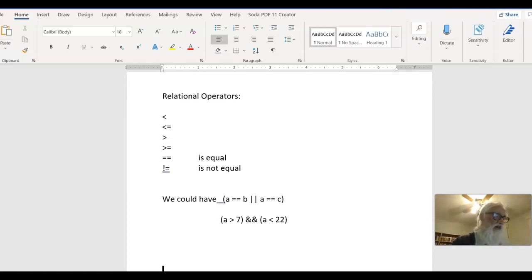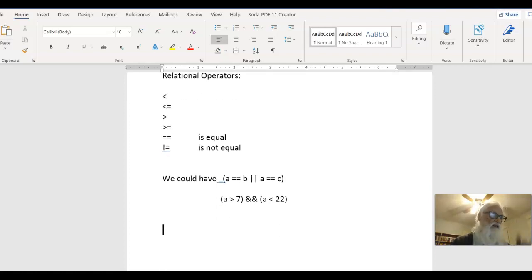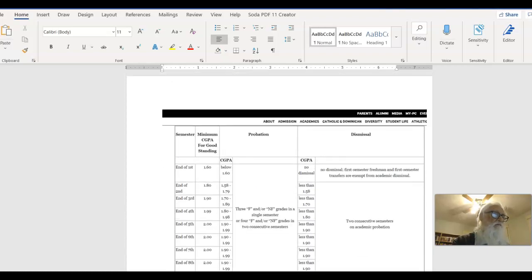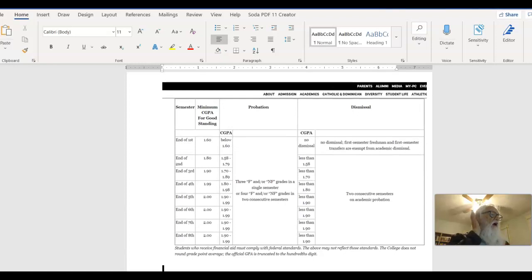Now, I think that covers all the things I want to cover before I go to write the program. So let's look at the program again. Let's go back up and look at the program. We're going to be inputting 3 things for each student. What semester they're ending, what their cumulative GPA is, and whether they're on probation or not.